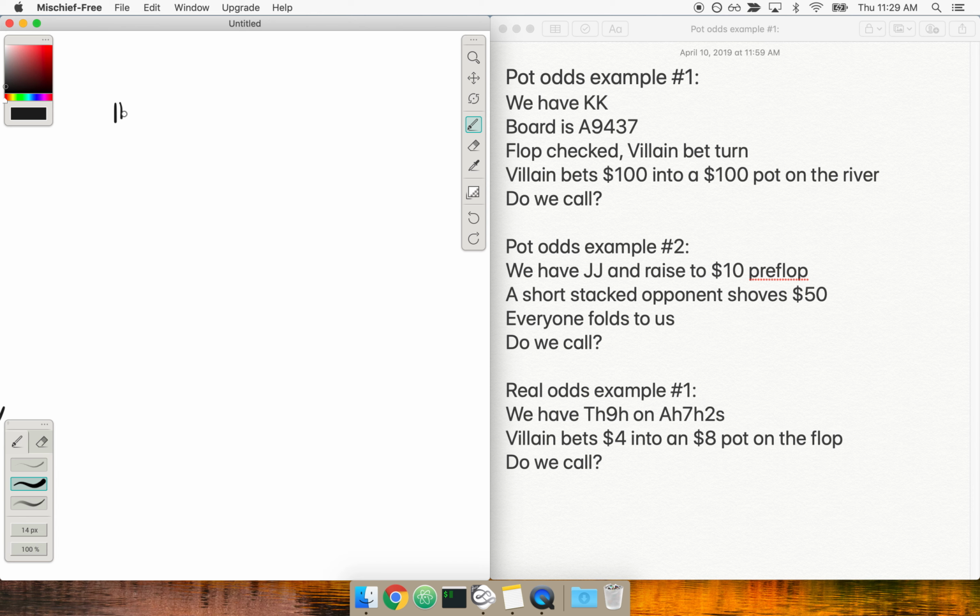So the pot is $8, and then our opponent throws another 4 in there. So now the pot is 12, and we need to call 4. So the pot odds here are 3 to 1. And we've seen we can plug this into the formula. 1 divided by 1 plus 3 is 1/4. So here we would need 25% equity to justify calling.